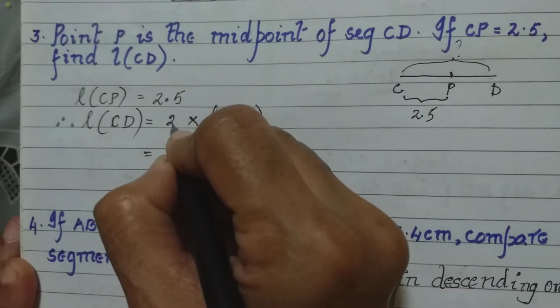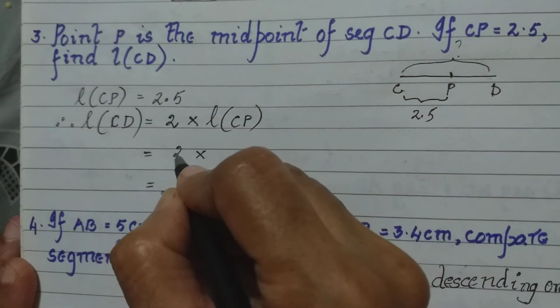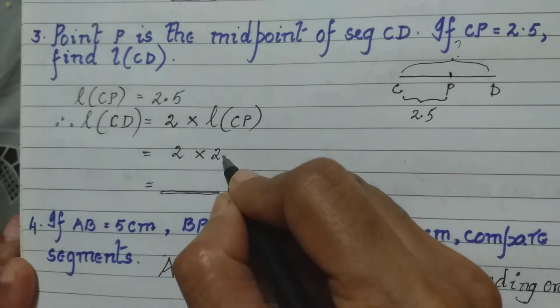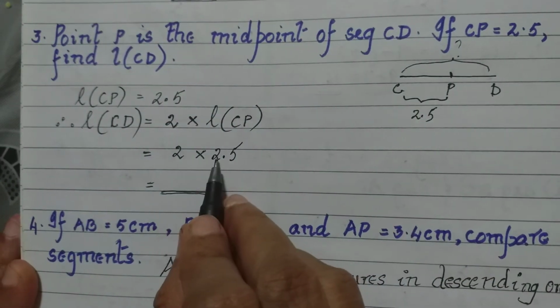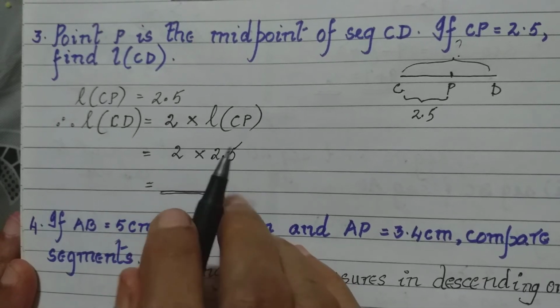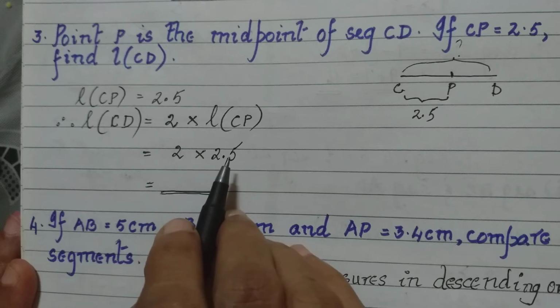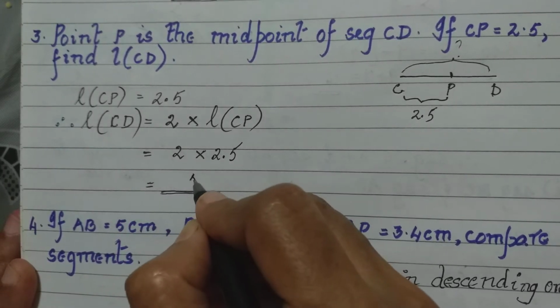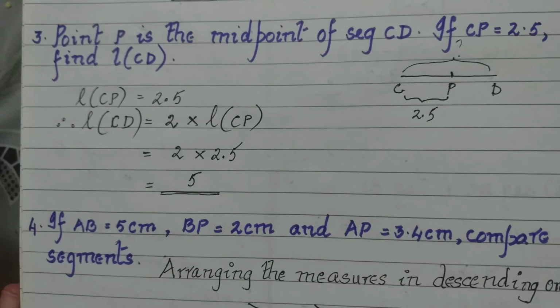So we write 2 into 2.5, which is 2 into the length of CP, 2.5. So I write 2.5. 2 into 2 is 4. 2 into 0.5 is 1. 4 plus 1 is 5. Therefore the answer will be 5.